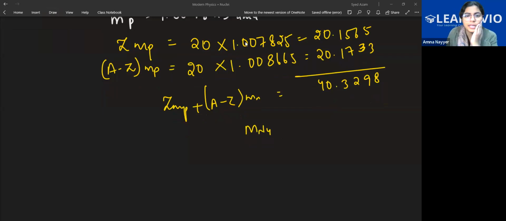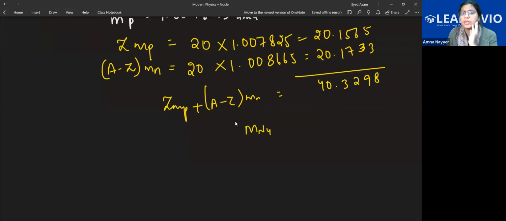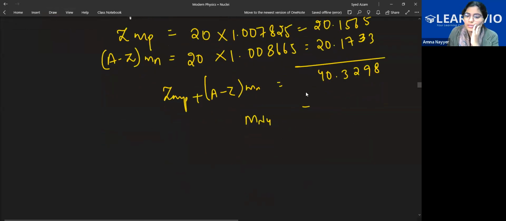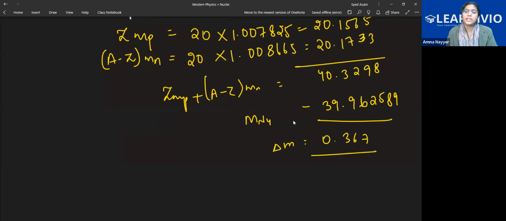A minus Z M_p. Oh, okay. Yes, thank you, it is M_n, the mass of neutron. I just wrote it by mistake. Now you have to subtract it from the mass of the nucleus, which is 39.962589. When you subtract this, you get a very small answer. That is your actual mass defect, 0.367.